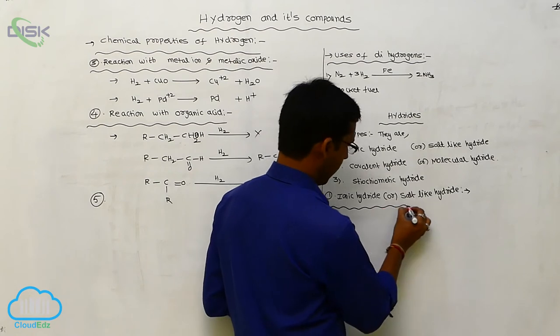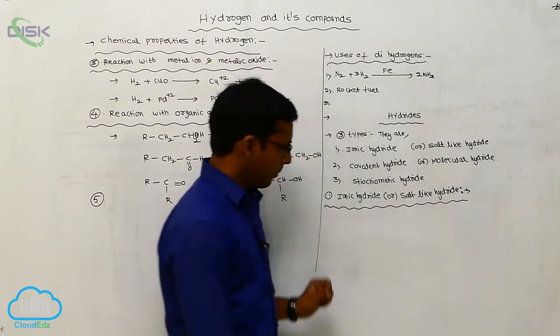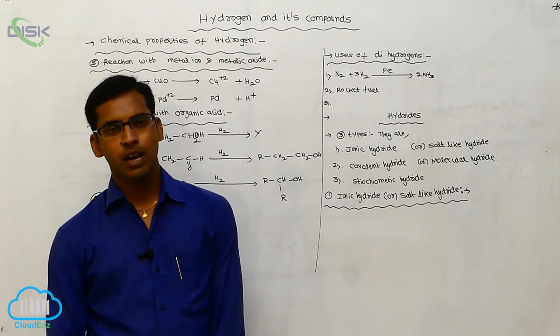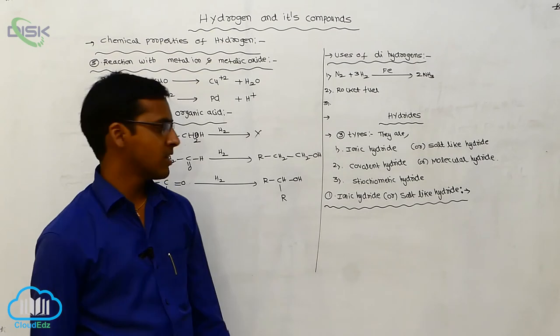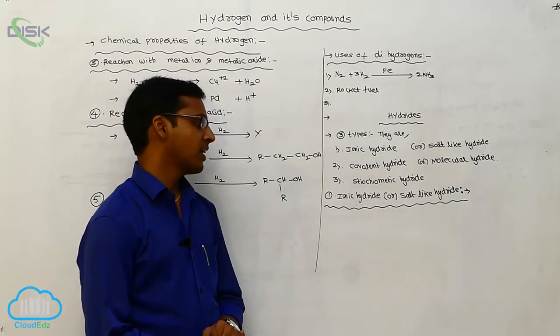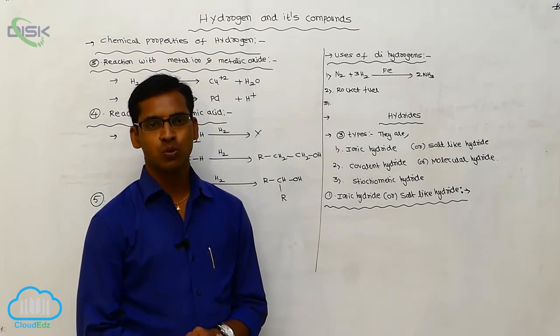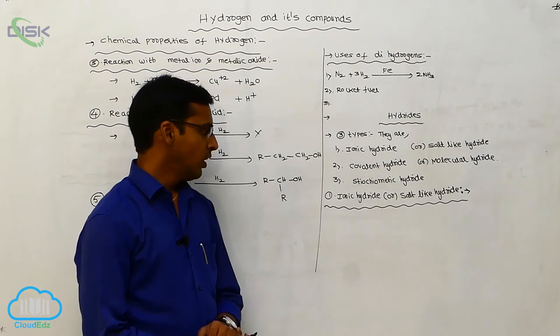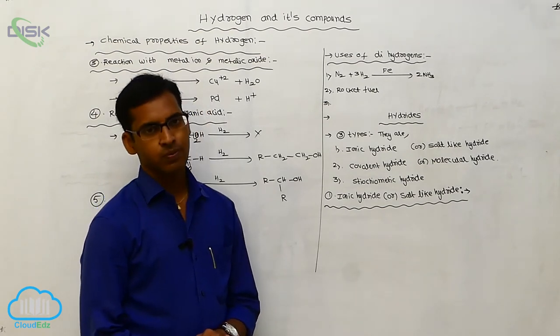Ionic hydride or salt-like hydride means these ionic hydrides are produced from s-block elements. Especially s-block elements form ionic hydrides or salt-like hydrides, because s-block elements are electropositive metals. Due to that, these produce ionic compounds.